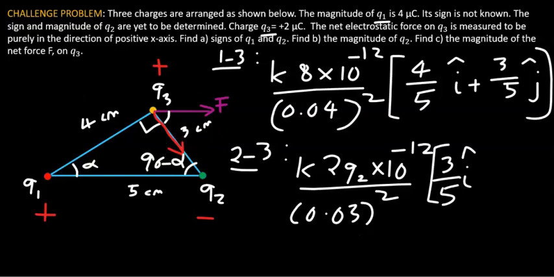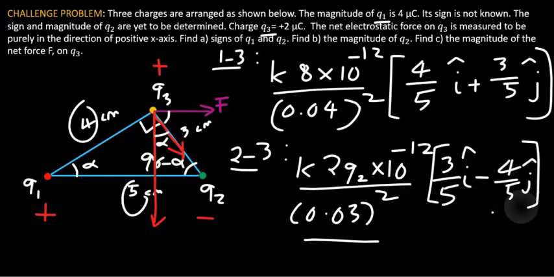This force also has a negative y component going that way, and that is given by this magnitude times cosine of that angle. Now that angle, again from trigonometry, is just alpha. So cosine of alpha is 4 over 5. So we write minus 4 over 5 j hat. This minus sign is because the y component of the force is heading downward.